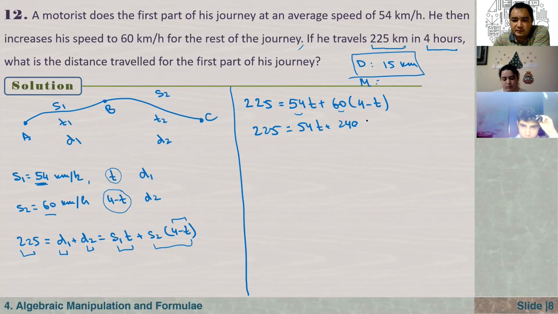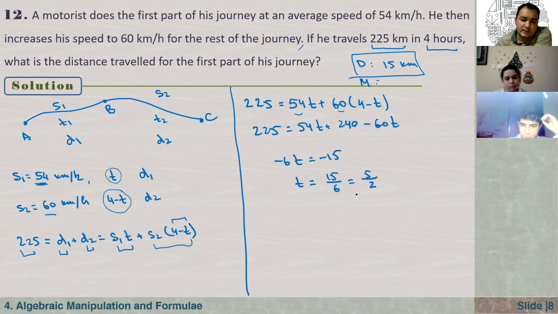Okay, let's see what we got here. 240 minus 60 t, right? So here we have minus 60 t equals, take to the left hand side, 225 minus 240, it is minus 15. What did you get? What is your t? My t is 15 divided by 6. Yes, this answer. Oh, I see. Actually, if you got this answer, that's correct then.